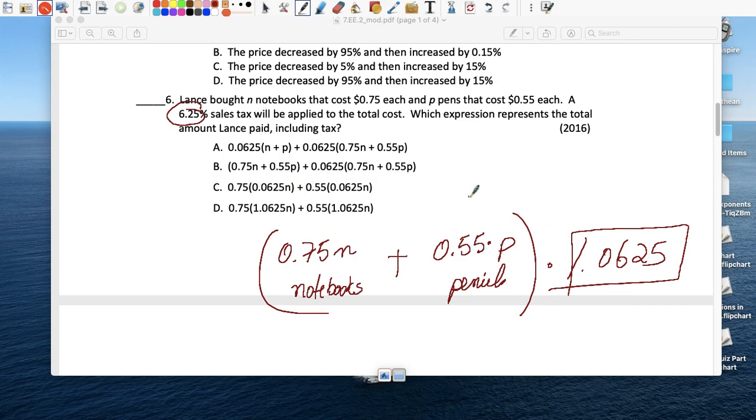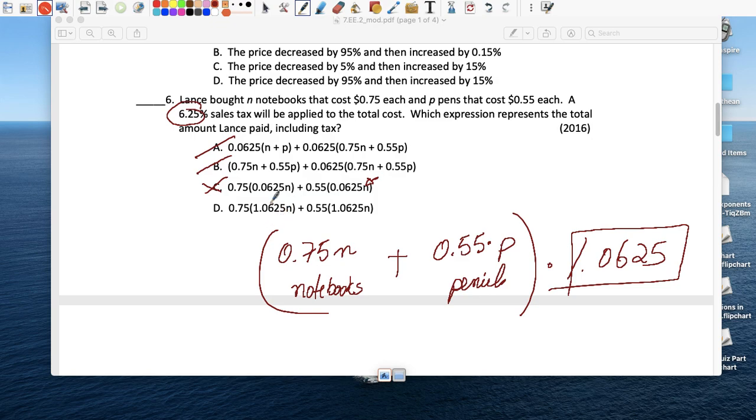So is there any expression that looks like that? Well, not A, not B, because that doesn't make any sense. They're adding the notebooks and the pencils, and then they're adding the notebooks and the pencils times the tax. That makes no sense. Here, they're multiplying the notebooks times the tax plus the pencils, but they forgot the P. Instead of multiplying by P, they multiplied by N, so that makes it incorrect.